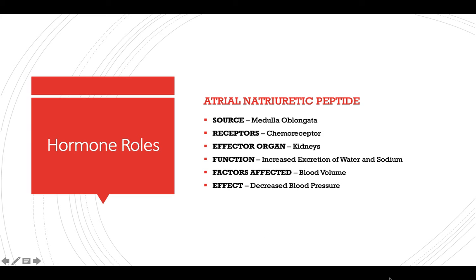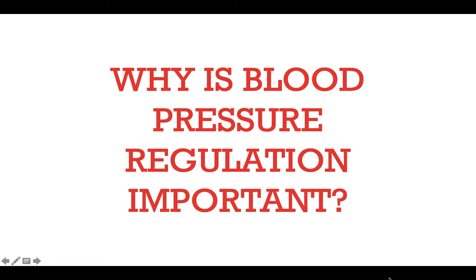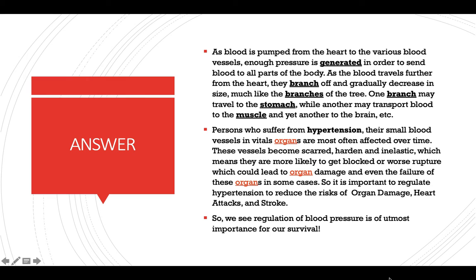And the last is atrial natriuretic peptide. Its source is the medulla oblongata, receptor is chemoreceptor, effector organ is kidneys, function is increased excretion of water and sodium, factor affected is the blood volume, and its effect is decreased blood pressure. So why is blood pressure regulation important? Because as blood pressure is from the heart to the various vessels, enough pressure is generated in order to send blood to all parts of the body.